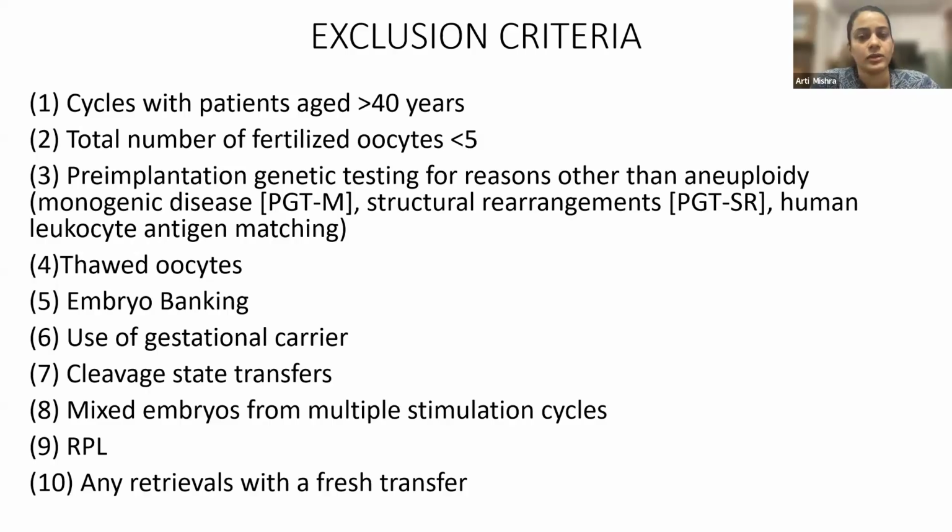Exclusion criteria: patients more than 40 years, recurrent pregnancy losses, cleavage transfers, any fresh transfers, total number of oocytes retrieved less than 5, any other form of pre-genetic testing like SR or M, thawed oocytes or embryo banking.